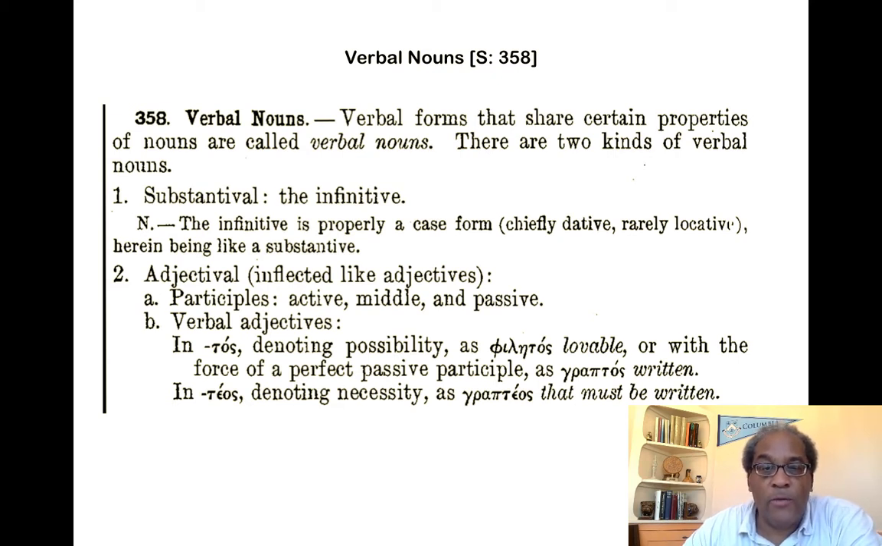And now we are treating B, the verbal adjectives proper, in -tos, which denote possibility, such as philetos, lovable, or which have the force of the perfect passive participle, as in graptos, written, from grapho. Then you have the verbal adjectives in -teos, which denote necessity, as in grapteos, that must be written. So these are what we are dealing with here.